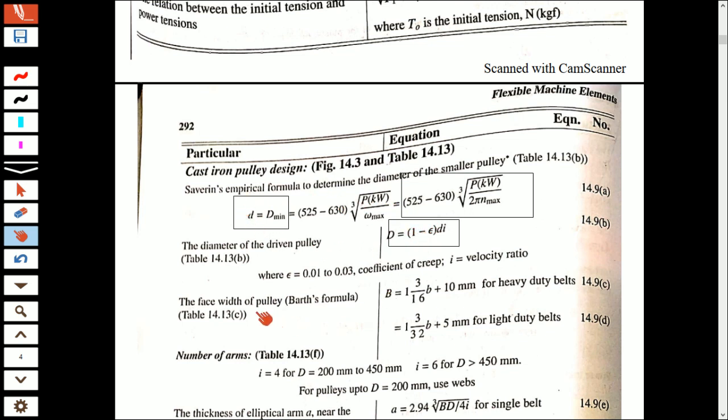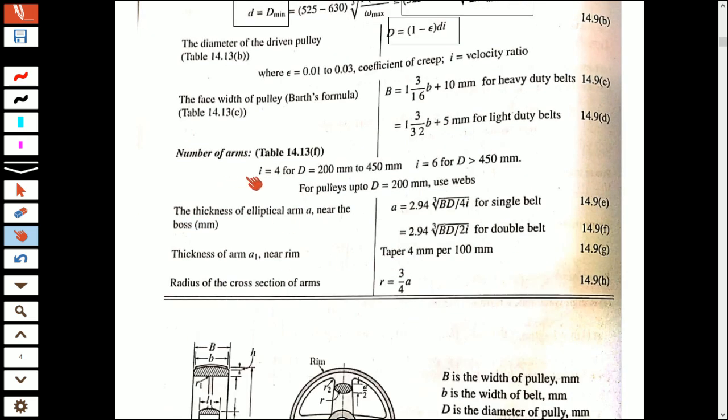Again, that formula is used to find out the width of the pulley. Usually the width of the pulley is always larger than the width of the belt. There will be a higher dimension, but it will definitely be higher than that of the breadth. So this is an empirical relation. You can use this equation to find out the width of the pulley. Also for the number of arms, you can use these equations. All these equations are pretty straightforward.